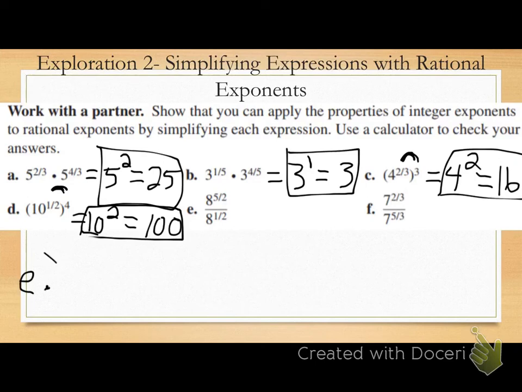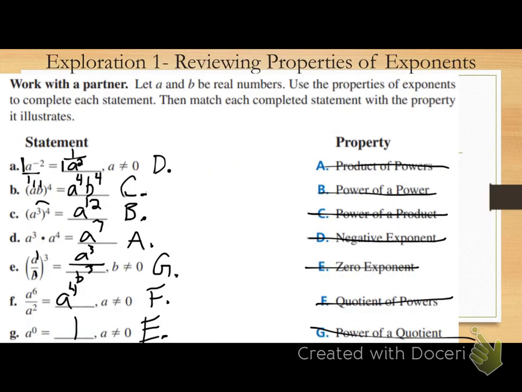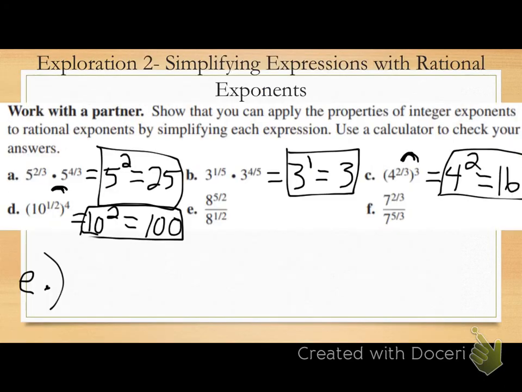Letter E. 8 to the 5/2 power over 8 to the 1/2 power. It's a different type of problem now. Do my numerator and denominator have the same base? Yeah, what's my base here? 8. If I'm dividing something with the same base, what do I do with the exponents? Subtract them. So what numbers am I subtracting here? 5/2 minus 1/2. In order to add or subtract fractions, I need a common denominator. Do I already have a common denominator? Yeah, so I don't need to do anything here to change them.